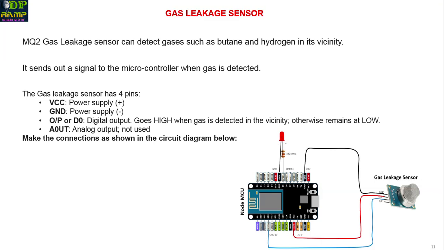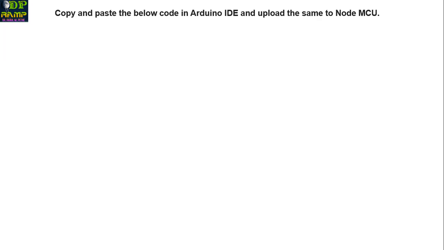As we see, through a 330 ohm resistor, the LED is connected to general purpose input output pin number 14, and the second terminal is grounded. So this is simple circuitry. As per this circuitry, we can write a program.